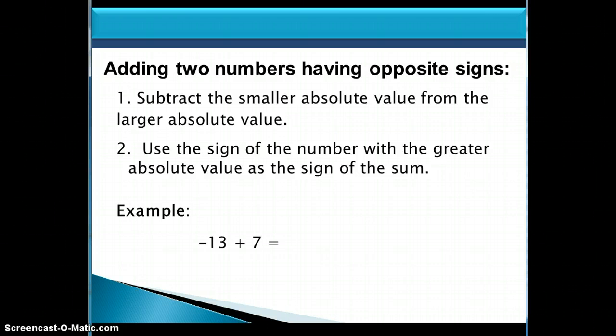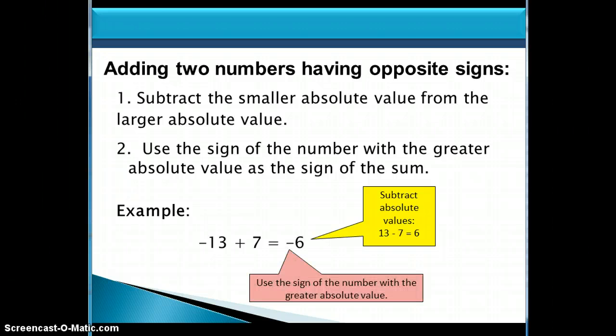So for example, if we're adding -13 and +7, notice that those two numbers have opposite signs. So we're going to take their absolute values and find the difference between them. So 13 minus 7 gives us 6. So 6 will be the number part of our answer. And then the sign will match the sign of the number that has the greater absolute value. So -13 has a greater absolute value, and since it's negative, that means the sum is also negative.